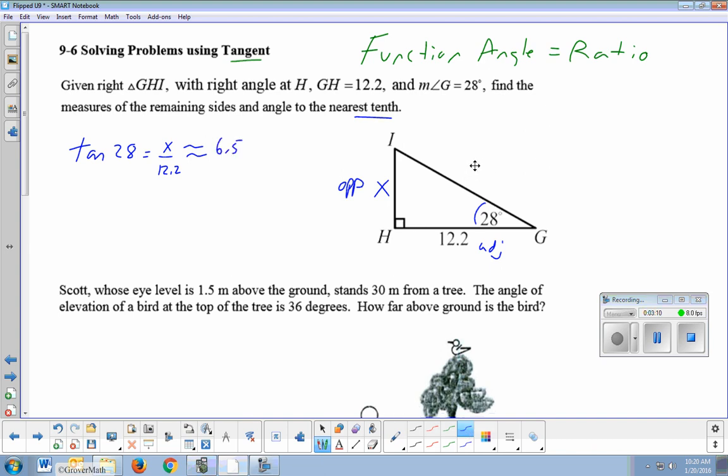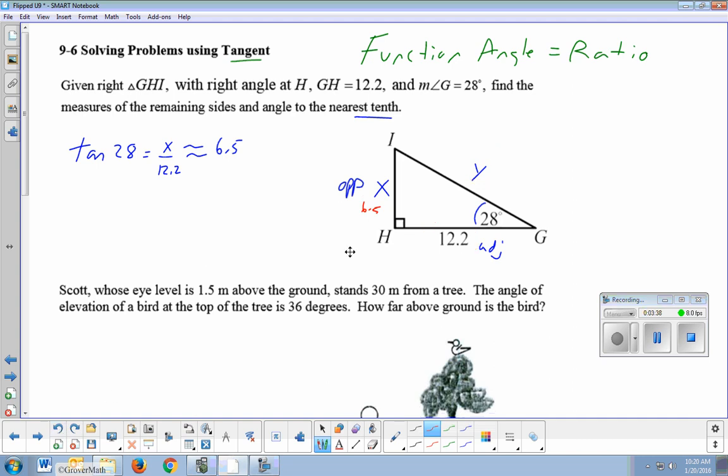And they did also want us to find this side over here. Now, I could find this one of two ways. Now that I have 2 out of 3, now that I know this is 6.5, I could do Pythagorean theorem here. But with these decimals, that's going to be kind of a pain. Let's stick with the theme of using trig. Now, it's not going to be tangent anymore because I'm working with the hypotenuse now. So I could do sine if I want to do 6.5 over y, or I could do cosine if I want to do 12.2 over y.